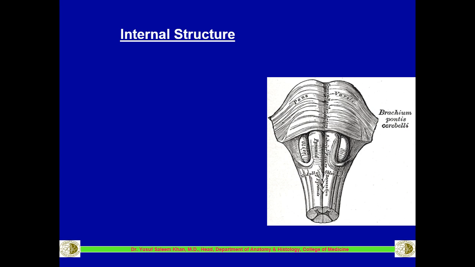Now studying the internal structure of the medulla oblongata. Whenever we study the midbrain and the pons, we take sections at two levels, the upper level as well as the lower level. But in case of the medulla oblongata, because of the presence of very important nerve nuclei as well as very important centers, we study it by taking sections at three levels.